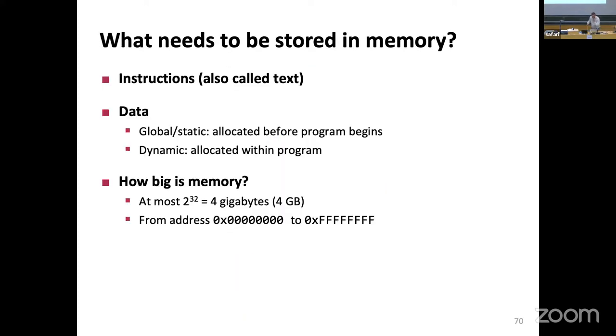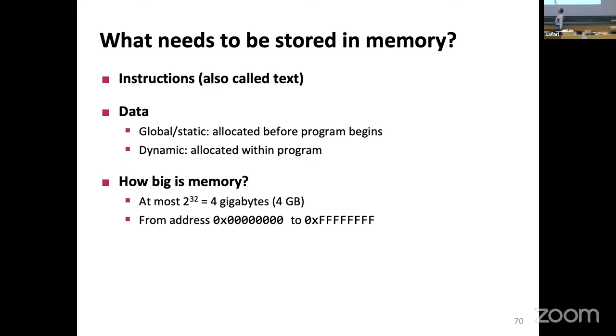Okay, lots of questioning. Good. So what needs to be stored in the memory? First of all, we need to have the program, the instructions themselves. Historically, this has been called text. Whenever you're talking with people who write linkers, they ask, what's the text segment? When they talk about text, they mean the program itself, the assembly instructions, the compiled program. Where does it go?